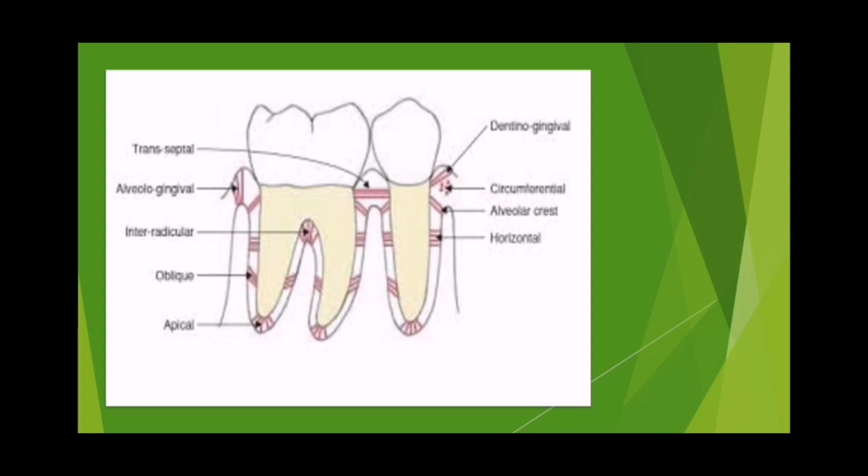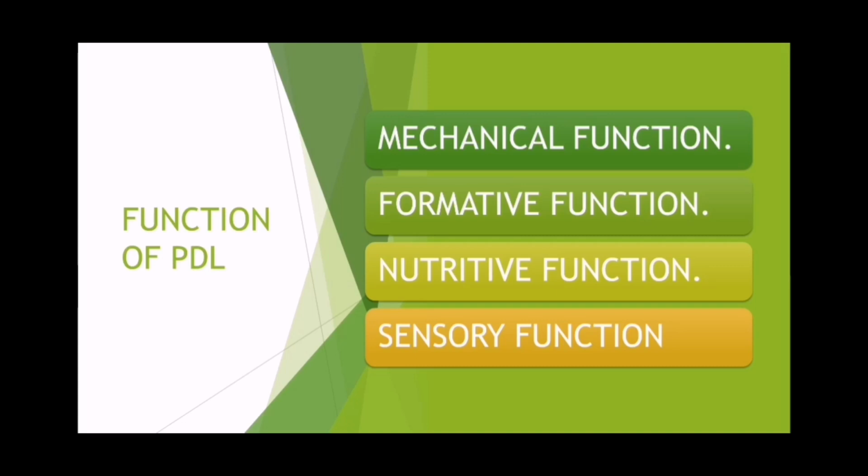Interradicular area: in the posterior teeth, like premolars and molars, they have two roots. So in the bifurcation area there are fibers of the periodontal ligament which connect it to the underlying bone, known as interradicular fibers. Functions of the periodontal ligament: mechanical function, formative function, nutritive function, sensory function.